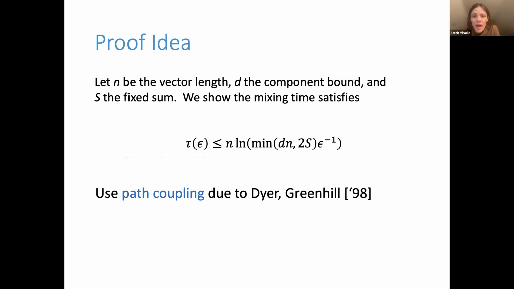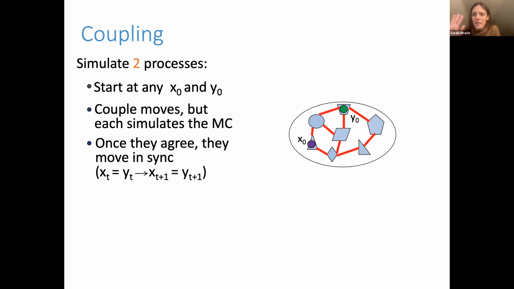So how do we do this? Well, we're going to use a path coupling technique due to Dyer and Greenhill in '98, and this is a standard technique in the Markov chain community. Before I give you a high-level view of what the proof looks like, let me tell you a little bit about the techniques that we use. I'm sure not everyone's familiar with them. So we use path coupling, which followed on from coupling.